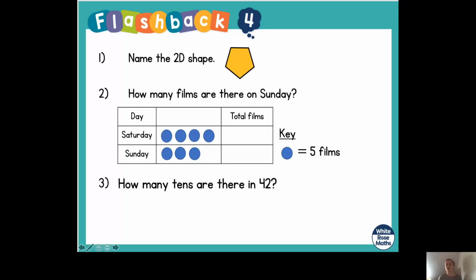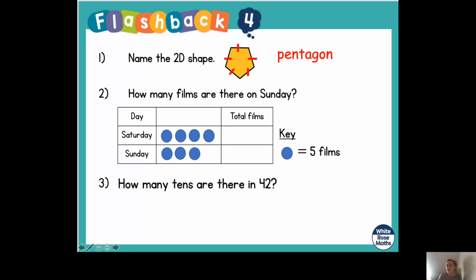So number 1, name the 2D shape. Now, how can I work out which 2D shape this is? Well, yesterday we looked at sides, didn't we? We counted the sides on different shapes. So let's use this to help us work out what shape this is. So it has one side, it has 2 sides, it has 3 sides, it has 4 sides, and it has 5 sides. So therefore, this shape has 5 sides. Now, which 2D shape has 5 sides? Yes, that's right. A pentagon has 5 sides. Fantastic. Well done.